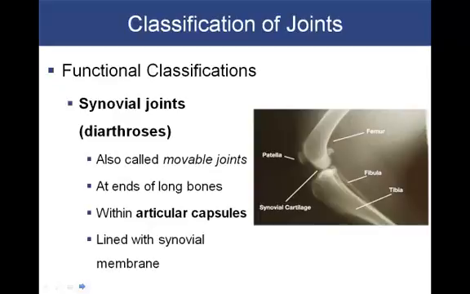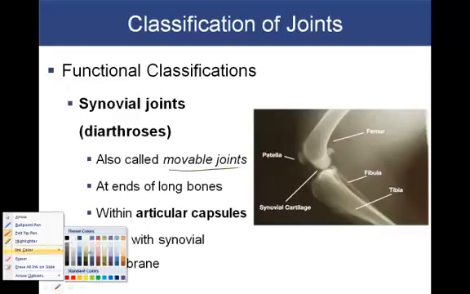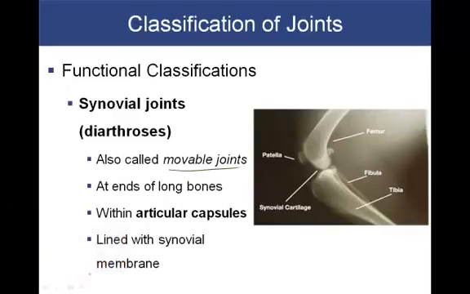And then lastly, we have the synovial joint, the diarthroses. These are your freely movable joints. Diarthroses tend to form at the ends of long bones, and they form within an articular capsule. Surrounding the ends of these long bones, we have a capsule that contains the joint itself. So that is, again, referred to as the articular capsule.